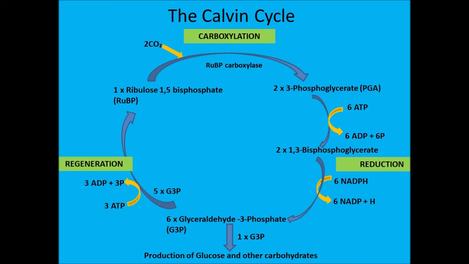Carbon fixation is the first step and involves the bonding of carbon dioxide to RuBP, or ribulose 1,5-bisphosphate, which is a 5-carbon molecule. This process is catalyzed by an enzyme, ribulose bisphosphate carboxylase, and results in the formation of a 6-carbon molecule which is unstable and which immediately breaks up into 2 3-carbon molecules called 3-phosphoglycerate. The 3-phosphoglycerate then becomes part of the reduction cycle.